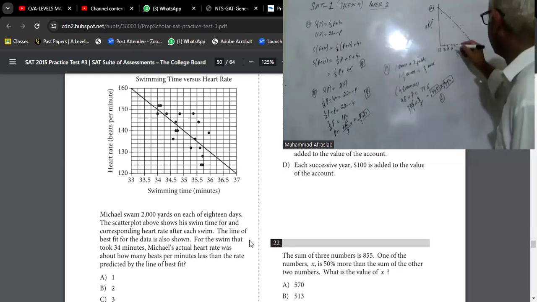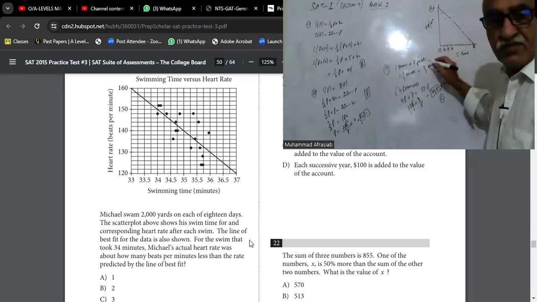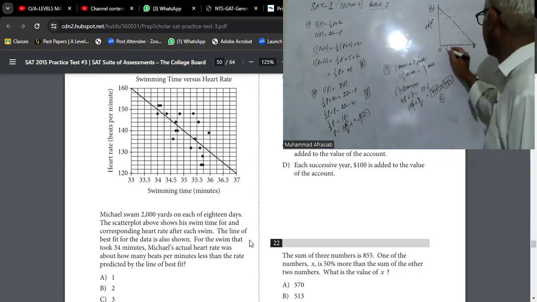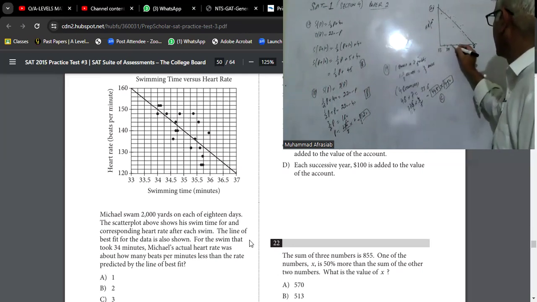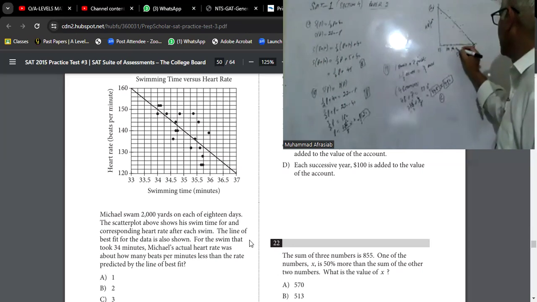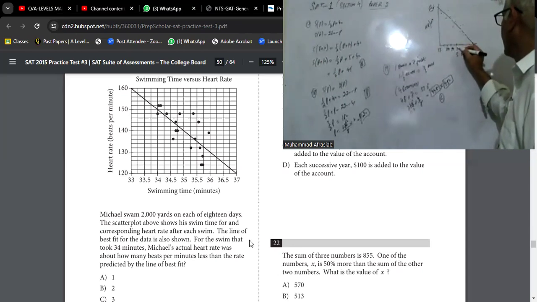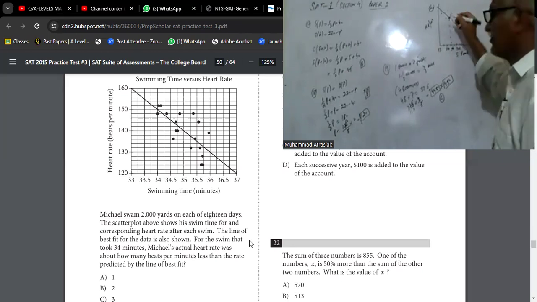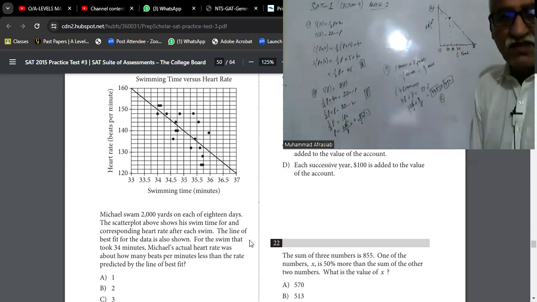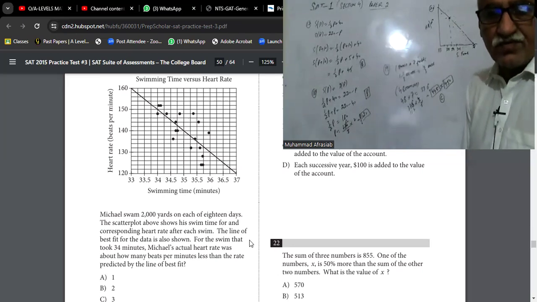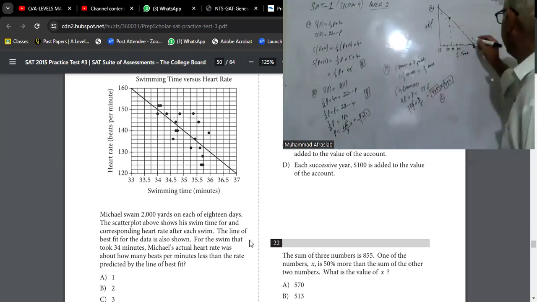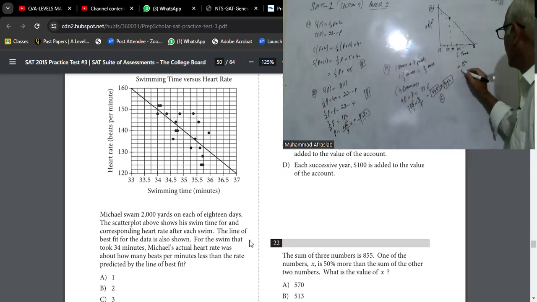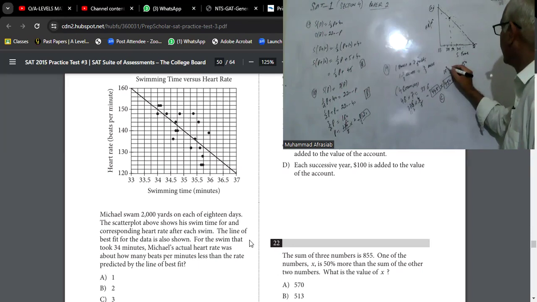So 34, 33.5, then 34, then 34.5. So at 34, the value which is on the best fit line is equal to 150 for 34.